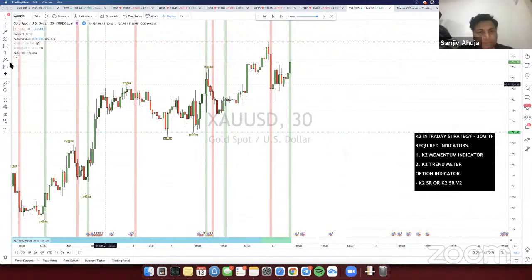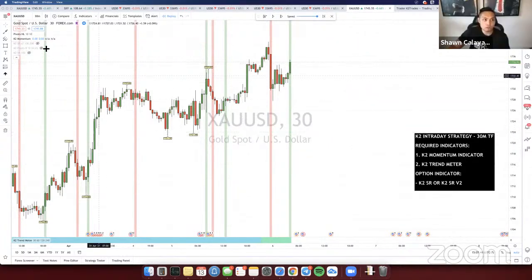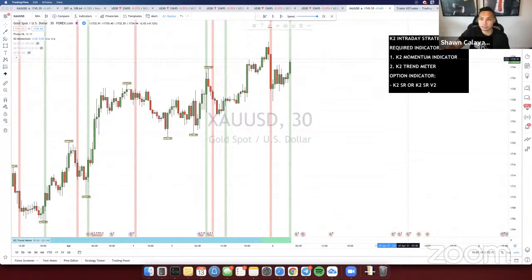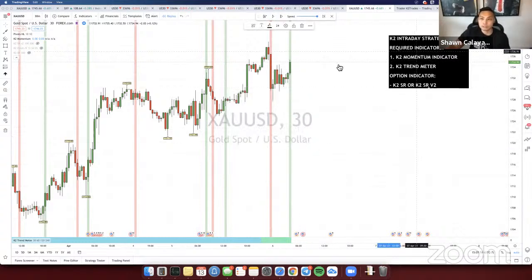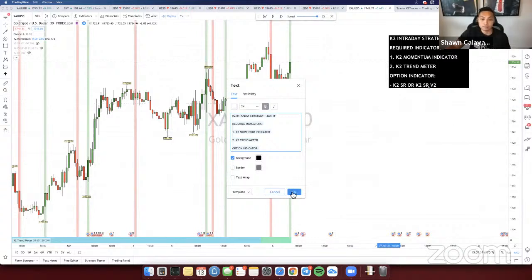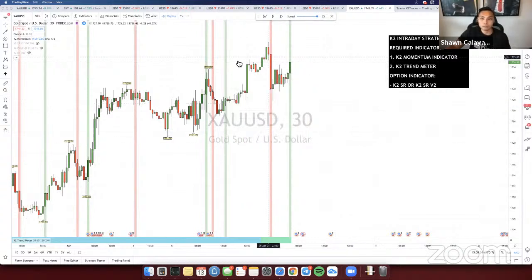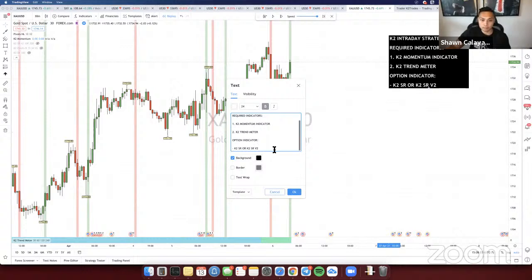Okay, perfect. So we'll go over the strategy now. This is going to be the required indicators, and then I'll just make a new one for the actual strategy. So I'll do that, or I'll just put it right here. And then let me show you the rules.